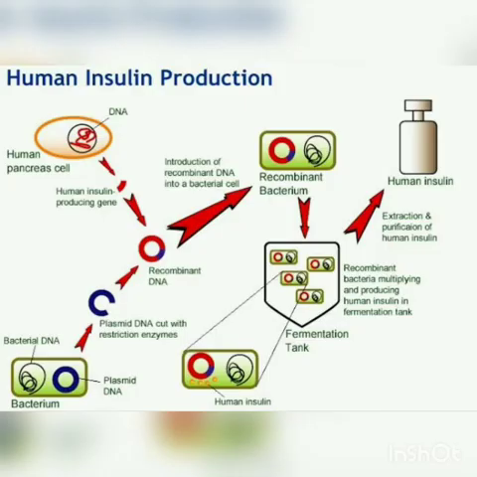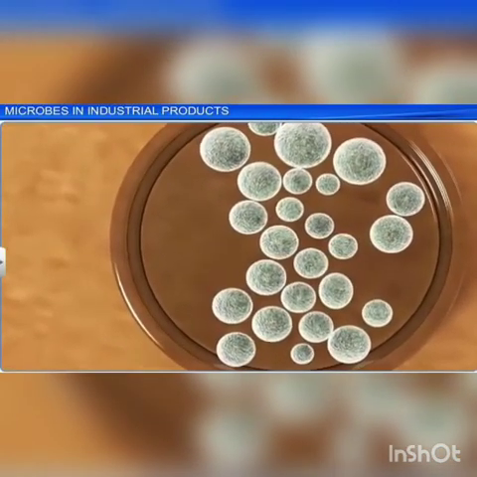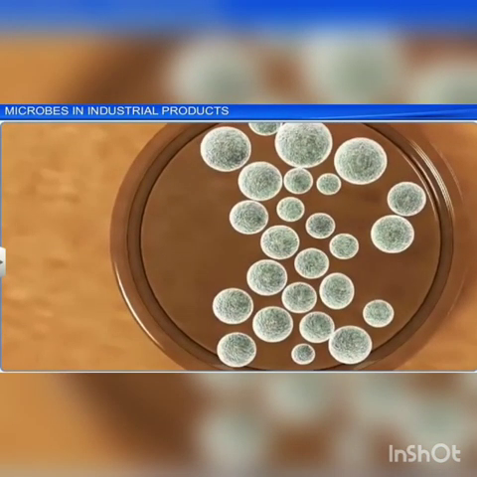Recombinant human insulin has been produced predominantly using E. coli, that means Escherichia coli, and Saccharomyces cerevisiae for therapeutic use in humans. So that's all, we finished some of the microbes used in industries and household.